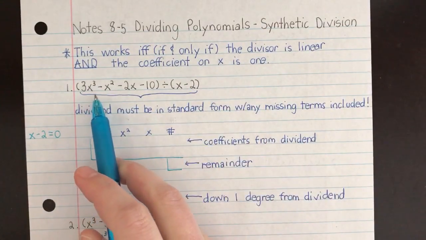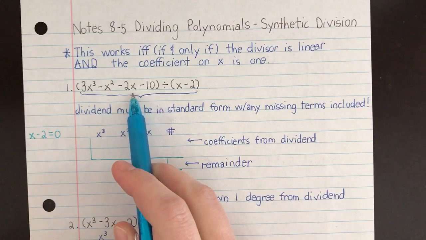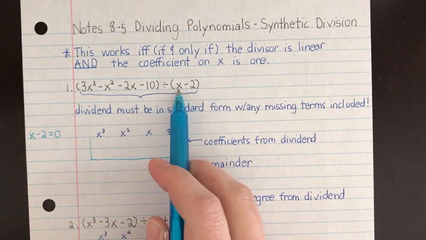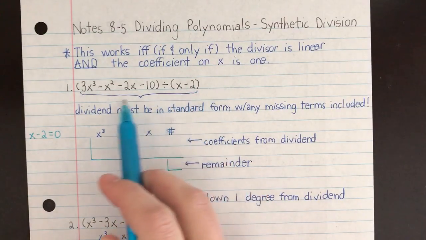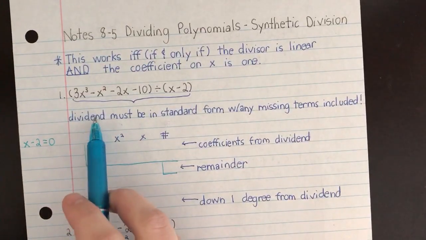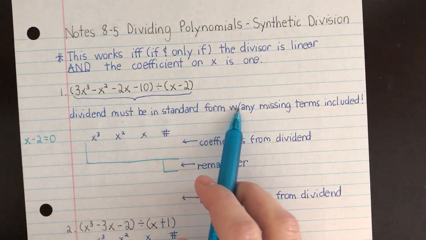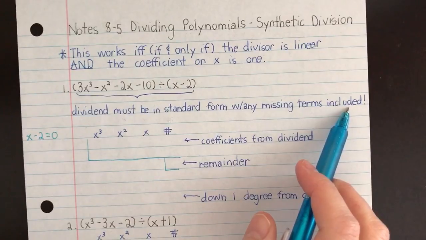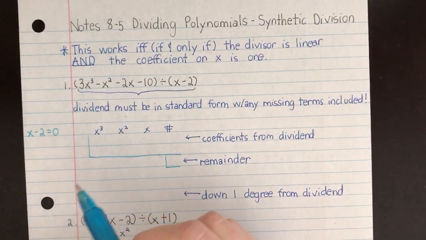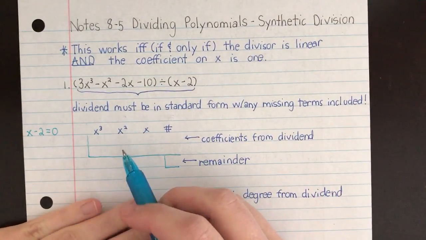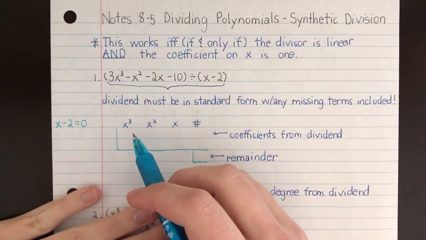So if you want to take 3x to the third minus x squared minus 2x minus 10 and divide it by x minus 2, also like long division, the dividend must be in standard form with any missing terms included. Okay, this is how the setup for synthetic division works. I think once you get the hang of it, you'll like it even more than long division.